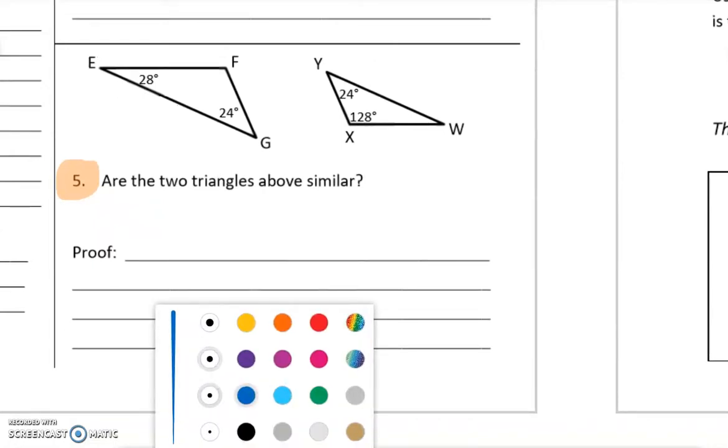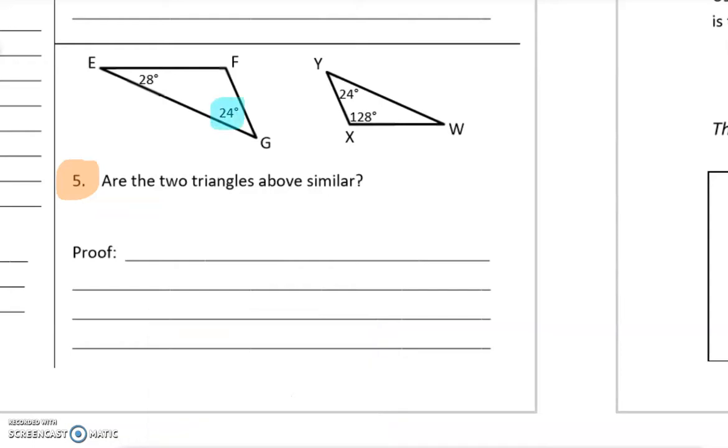We've learned about the angle-angle theorem at this point. So you can see that as of right now, we have one pair of angles that are congruent, 24 degrees, but we don't have another pair. However, we can figure out that we're missing an angle here. So maybe if we found that angle, it could match the 128 degree angle in the other triangle.